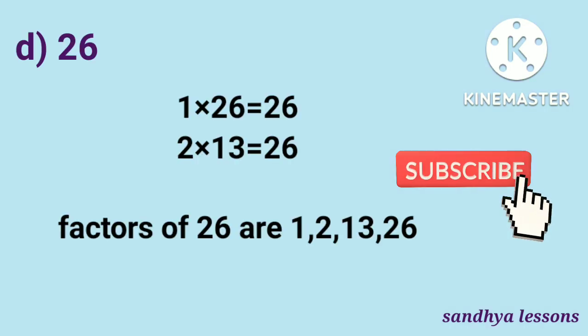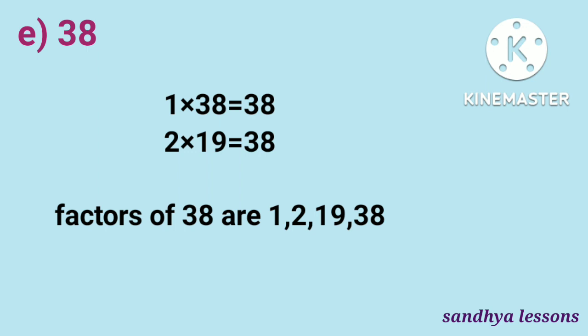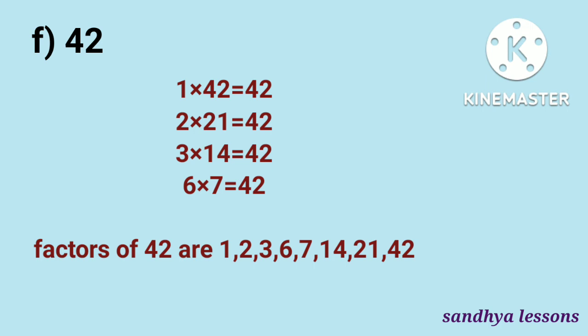D. 26. 1 26s are 26, 2 13s are 26. Factors of 26 are 1, 2, 13, 26. E. 38. 1 38s are 38, 2 19s are 38. Factors of 38 are 1, 2, 19, 38. F. 42. 1 42s are 42, 2 21s are 42, 3 14s are 42, 6 7s are 42. Factors of 42 are 1, 2, 3, 6, 7, 14, 21, 42.